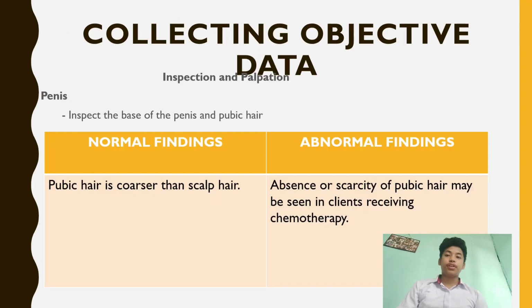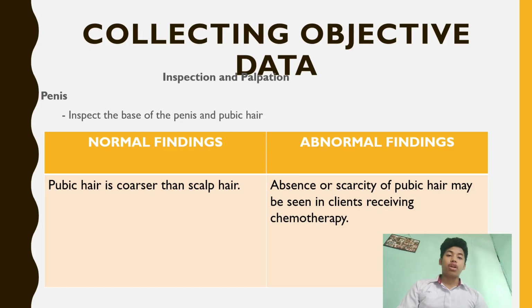So now let's proceed to the next slide, which is collecting objective data: physical examination. The purpose of examining the male genitalia is to detect abnormalities that may range from life-threatening disease to painful conditions that interfere with normal function. Abnormalities should be detected as early as possible so that the client can be referred for further testing or treatment. So for the penis, inspect the base of the penis and the pubic hair.